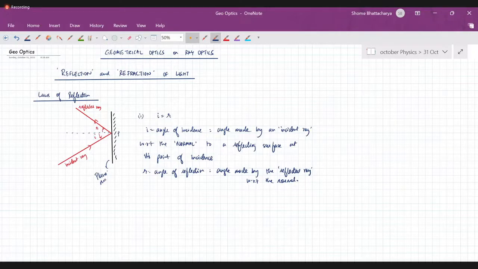So we'll understand this now better in context of how we have learned vectors. If you define a unit vector along the incident ray, a unit vector along the reflected ray, and a unit vector normal to the surface at that point of impact or at the point of incidence, then the three unit vectors have to be coplanar. They have to lie in a common plane.